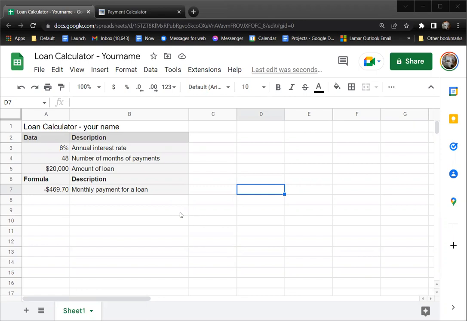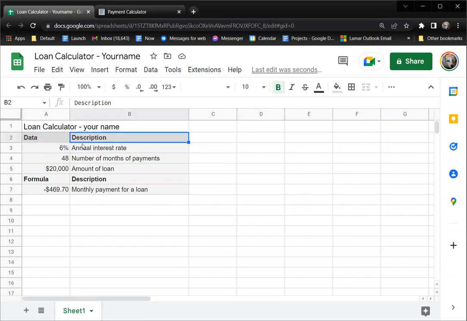We're going to focus on one today called the payment calculator, or the payment function, I should say. And we're going to do it by creating this loan calculator. If you look at this, I've got this already typed in Google Sheets, but I want you to recreate this. So we're going to put in some data, and I've got a row here for data and description.